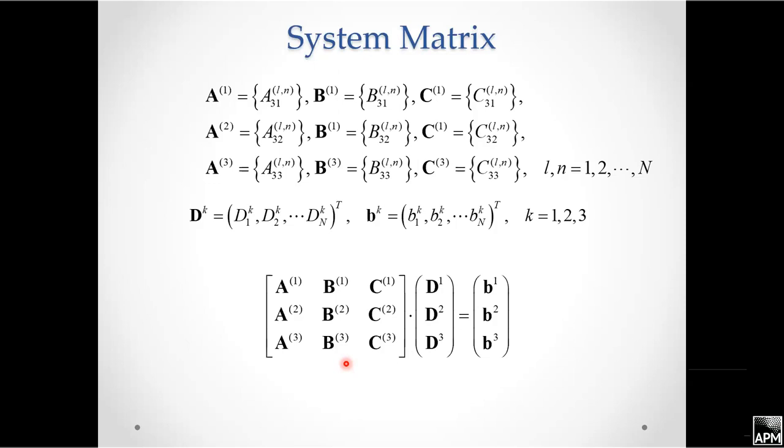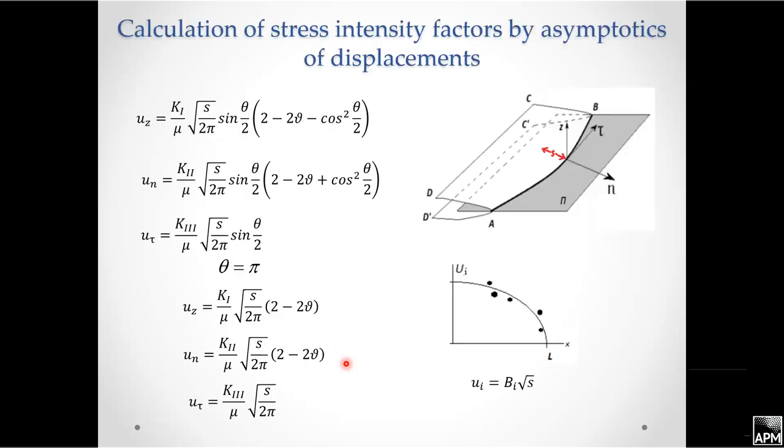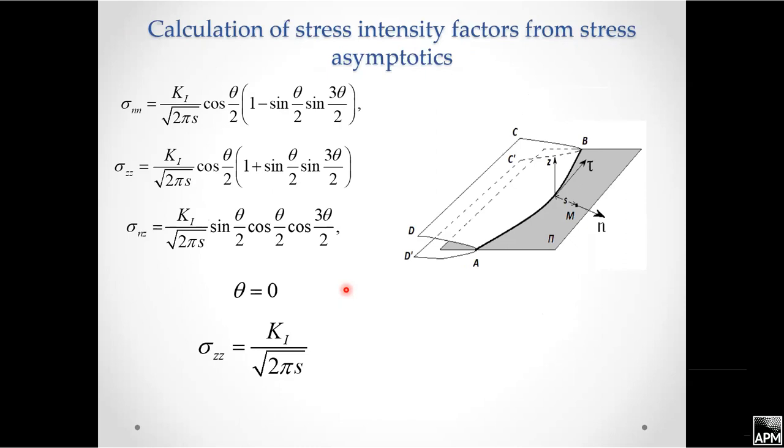Thus, we can know the stresses and displacements at each point, and we can calculate the value of the stress intensity factors. For the calculation, we use two methods based on asymptotics of displacements. We know the displacements at this point and have a square approximation, and then we have the equations for stress intensity factors. In a similar way, the stress intensity factors are calculated from the asymptotics for stresses.